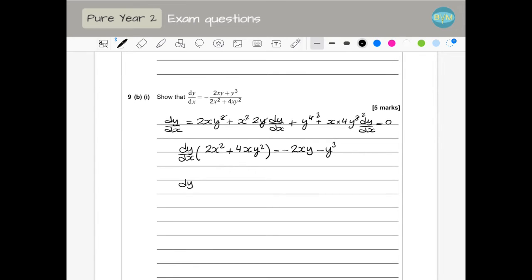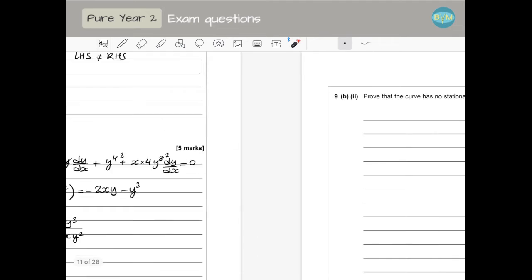Which means that dy by dx is going to be minus, I'm just going to write the minus at the front like they do, and then this expression divided by this one, so 2x squared plus 4xy squared. And that's what we needed to find. I simplify here because you are going to have y's in the numerator and the denominator. I will be able to cancel them anyway. I just cancel them there because it's simpler. And that's all with this bit.